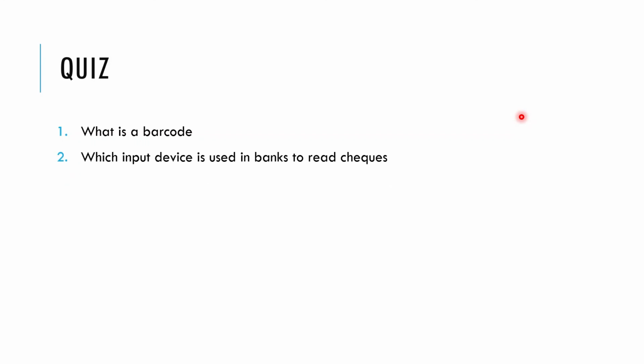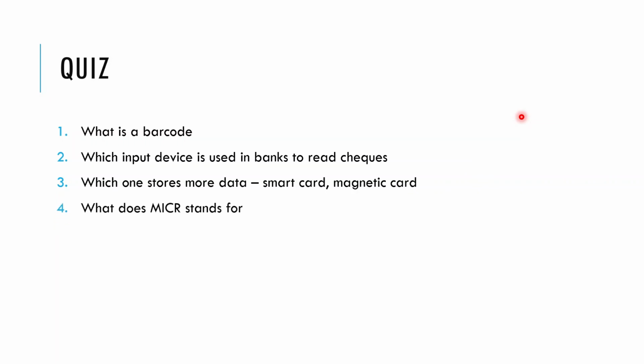Now, time for a short quiz. First question which I have for you is, what is a barcode? Next one, which input device is used in banks to read checks? Third one, which one stores more data, smart card or magnetic card? And then I have, what does MICR stand for? The last one is, give two examples of optical recognition systems.